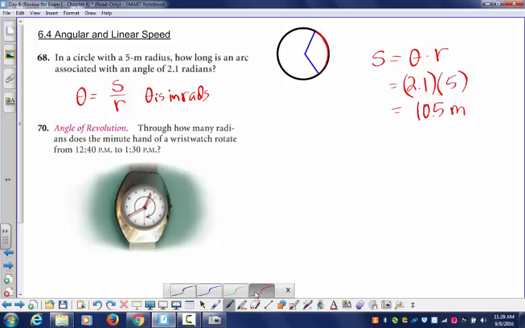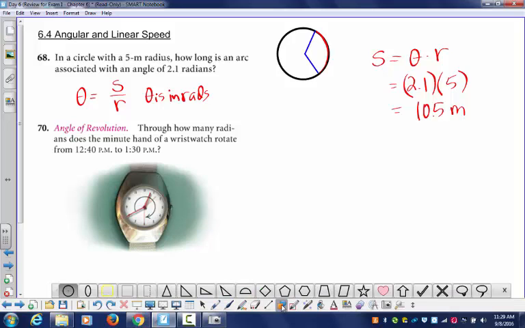So anything that relates these three, it's not hard questions. You just have to remember that's the formula that connects the angle with the arc and the radius. Not too difficult, but worth doing at least one.